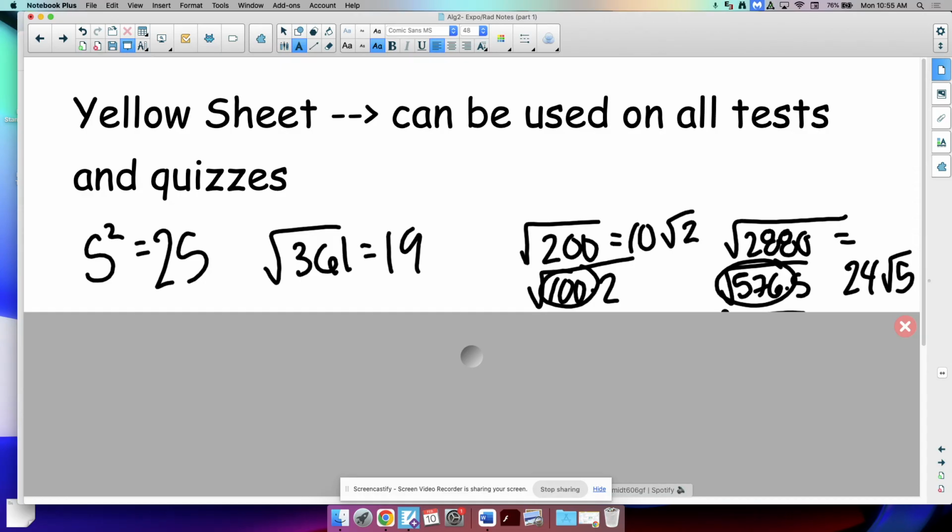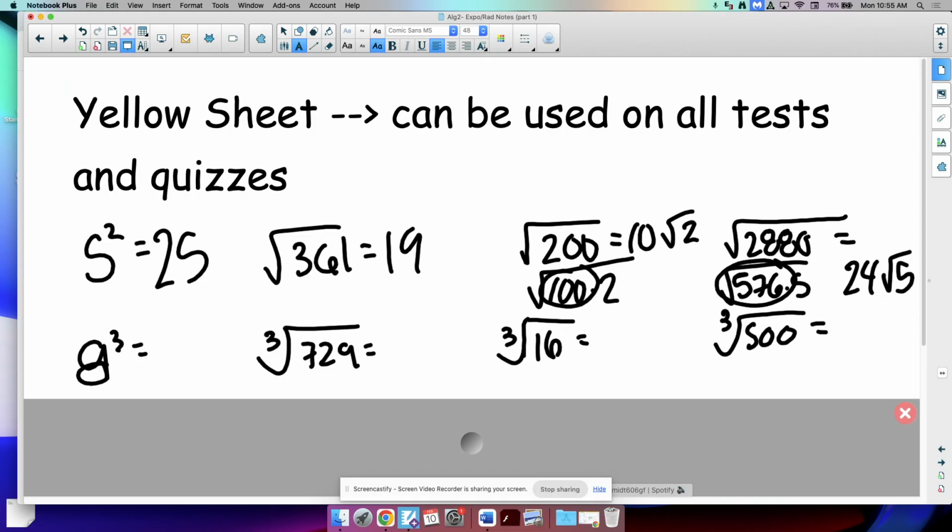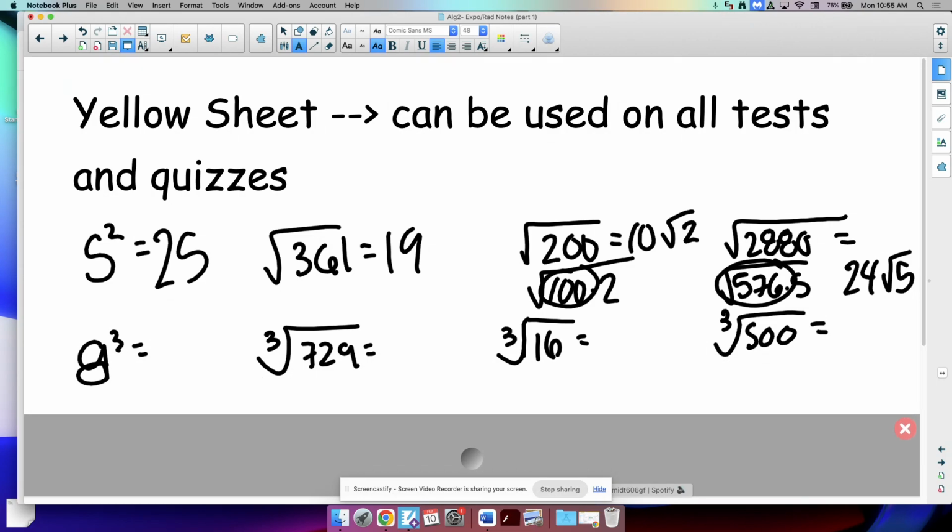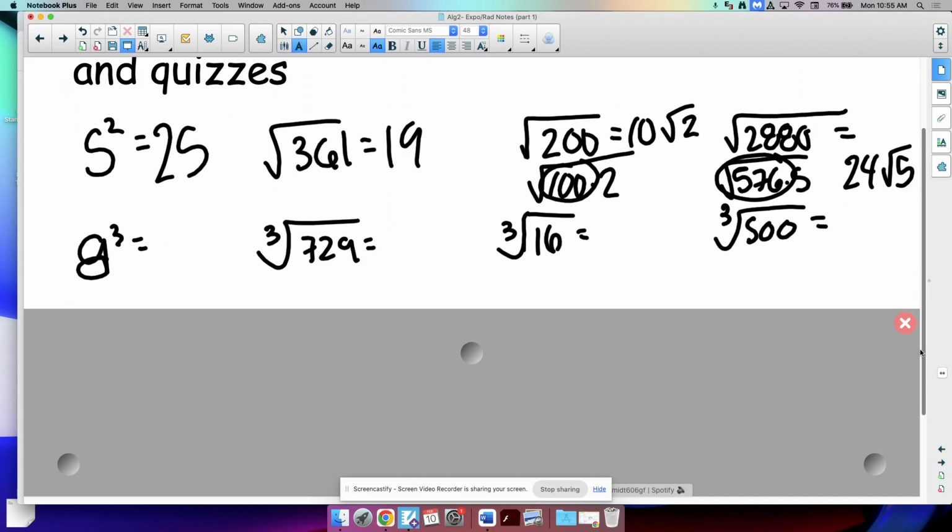So you guys have been doing square roots since like December. What it's going to expand to this unit is now, instead of just looking at powers of 2, we can look at other sorts of powers. So 8 to the 3rd. On your yellow sheet, go to 8, go over to the 3rd column. What's 8 to the 3rd? 512.